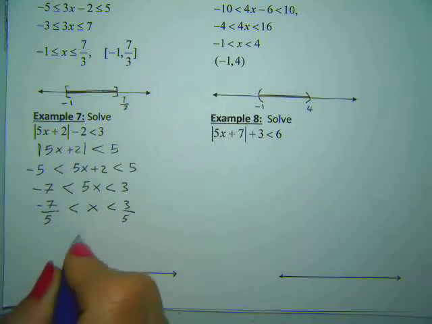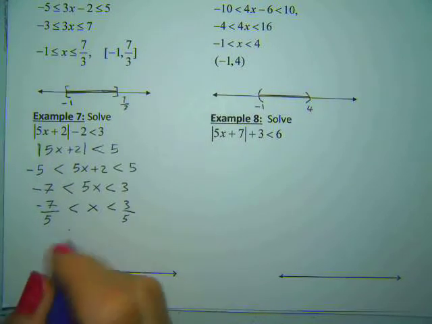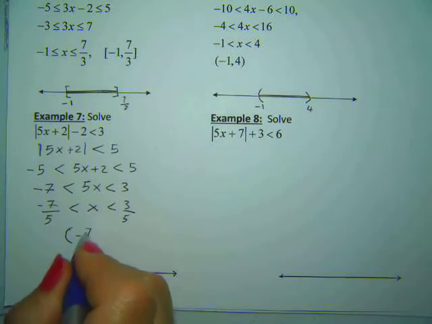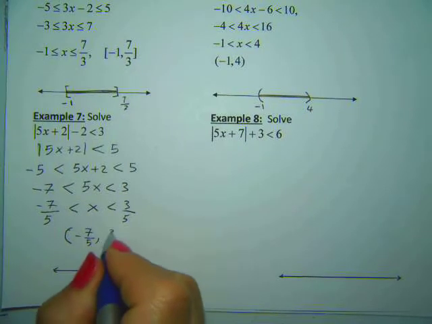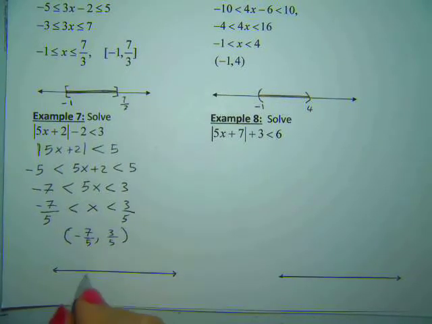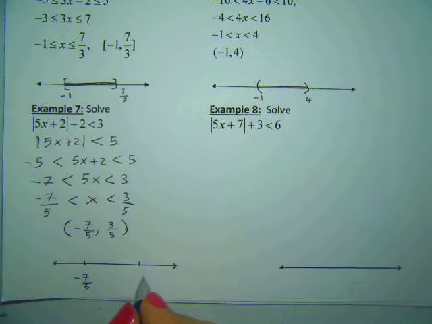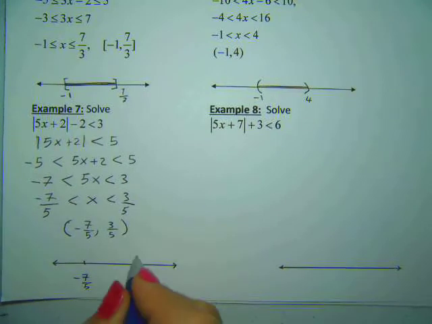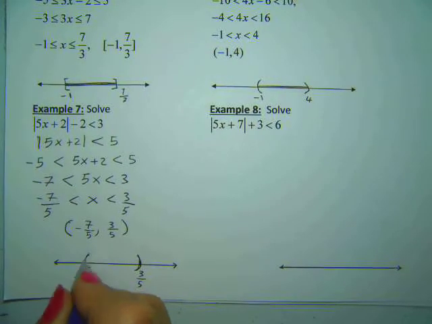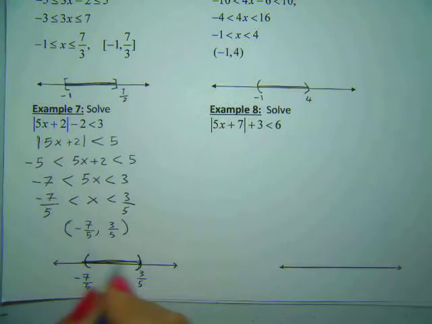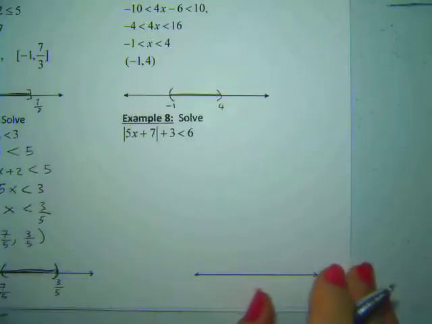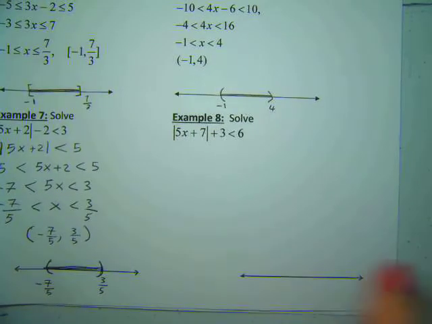And now the interval notation, there's no equal sign, so it is parentheses, negative 7/5 to 3/5. And same thing with the graph, negative 7/5, 3/5, and everything here in between. Okay, let's look at this one.